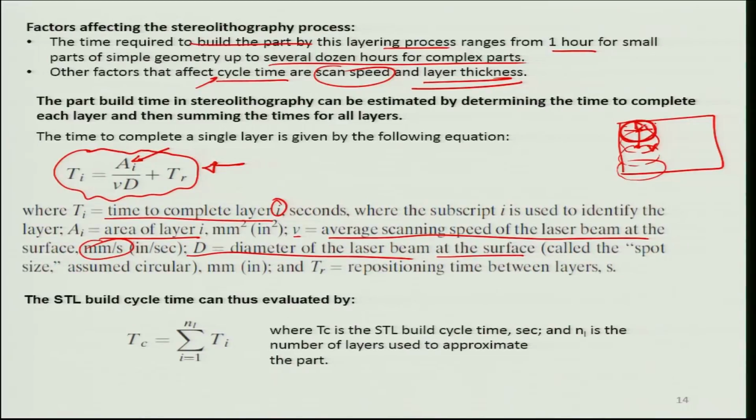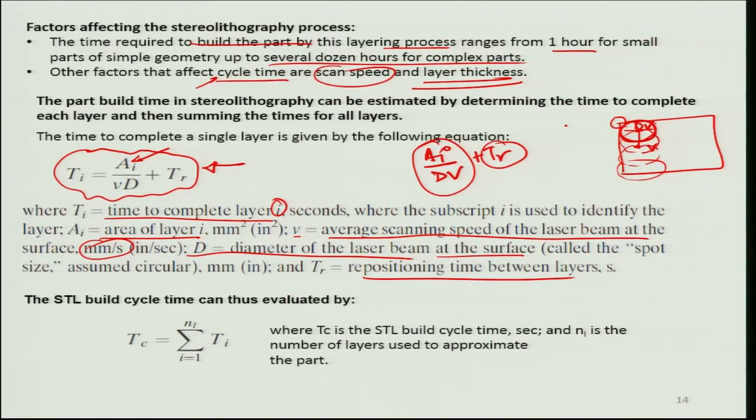That is exactly what we are trying to say here: if AI, the total area, is divided by this dV, the diameter-velocity product, you get an idea of how much time the scanner is going to take to scan the whole area AI. Added to this is the time for repositioning, which happens between the layers, because obviously between one layer and another there is some transition time before the scanner can move back to the origin from where it started this whole scanning activity.